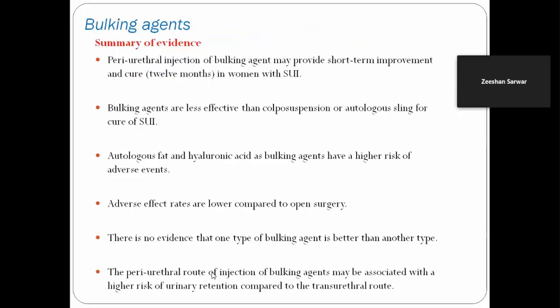No, POP stands for, I think, post-operative prolapse. Yes, sir. So, post-operative prolapse. Right.